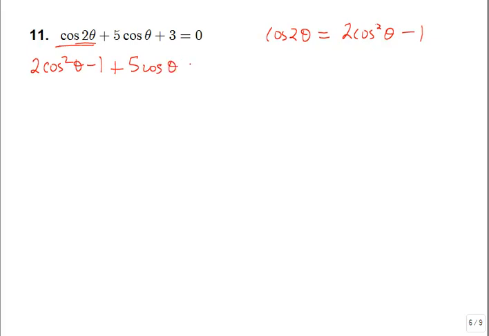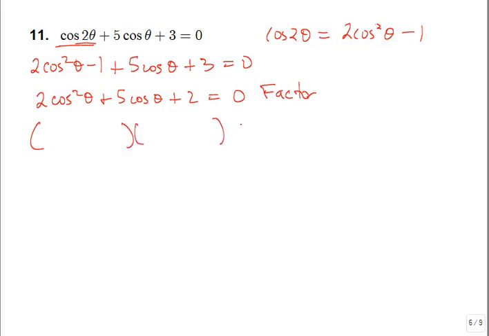And now let's clean up our like terms and put it in descending order. So I'm going to put the 2 cosine squared theta first, then the 5 cosine theta, and a negative 1 plus a 3 becomes a positive 2. Factor, factor, factor. That's a huge strategy in these trig equations. Almost all of them are going to involve some kind of factoring. This is like a trinomial because you've got that square and then you've got that middle term which has degree 1. So try reverse FOIL.